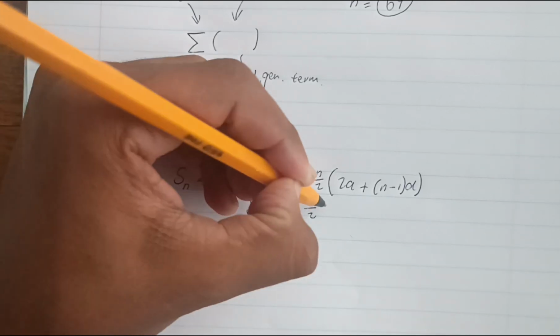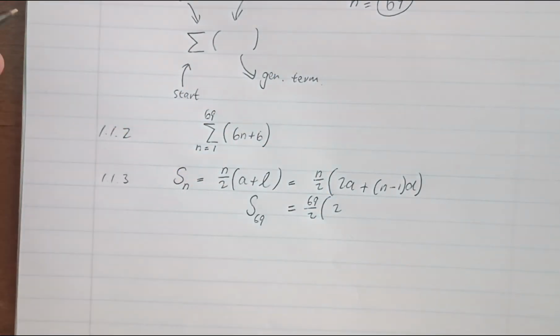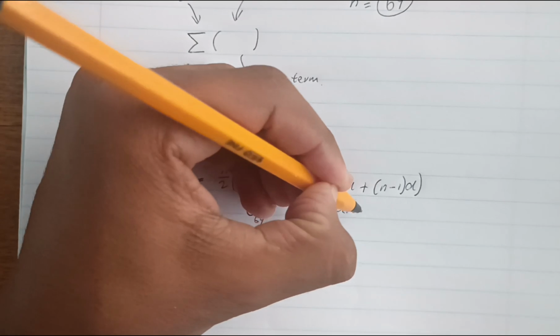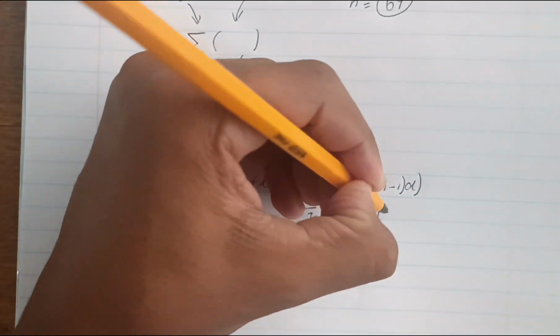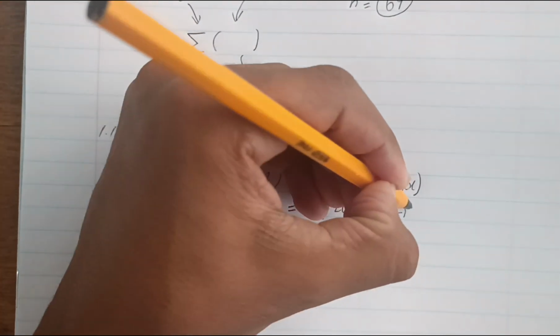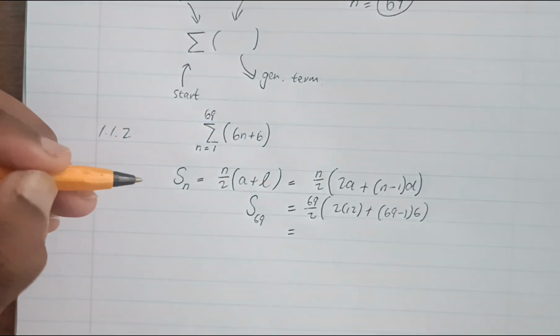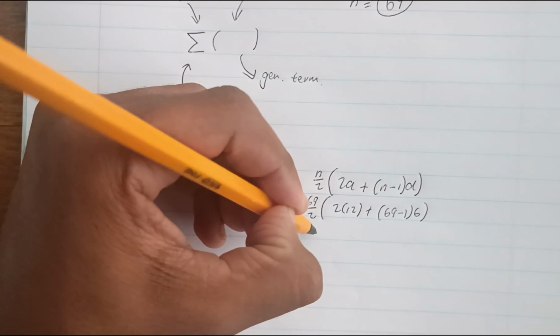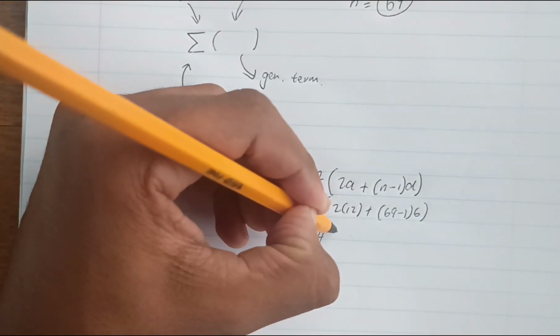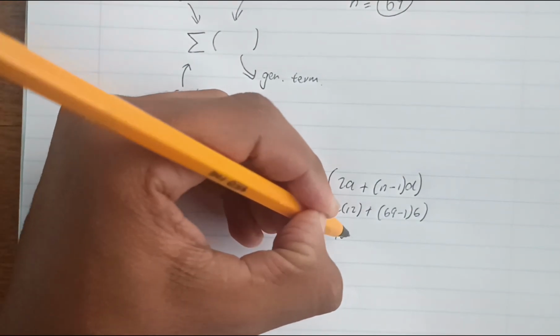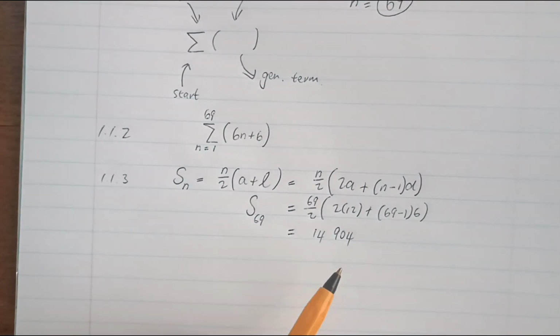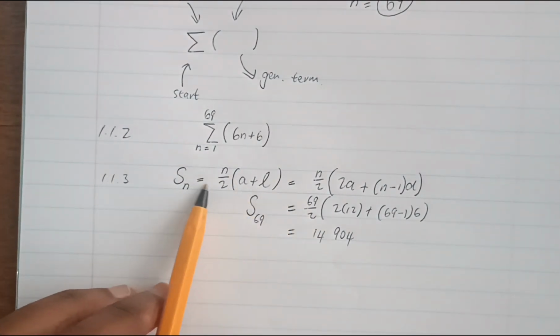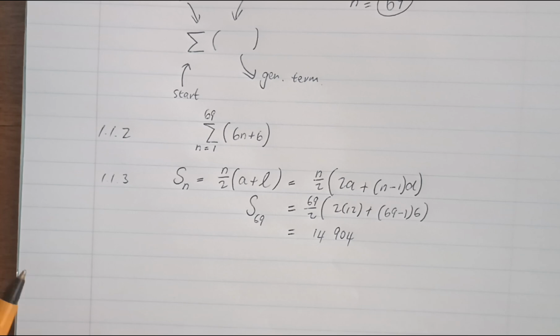Our a value is still the first term, which was 12. n is again 69 and d is still 6. All of this is going to go into the calculator, and I'm sure the calculator is going to give us 14,000 rather, 904. Okay, so whether we do it this way or use the other formula, both should be the same. Let's cut this video here. In the next one, we'll do question 1.2.